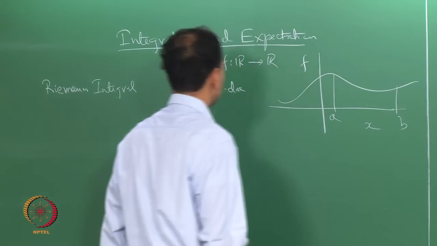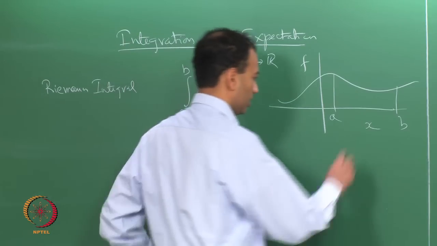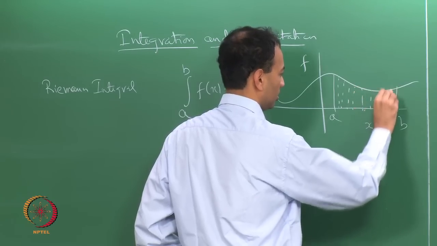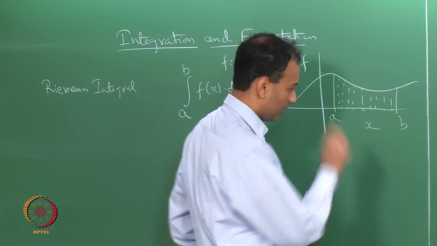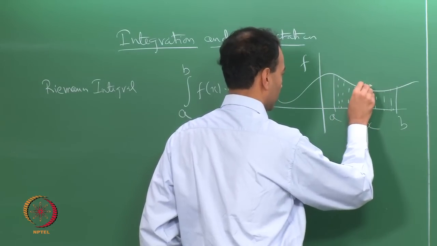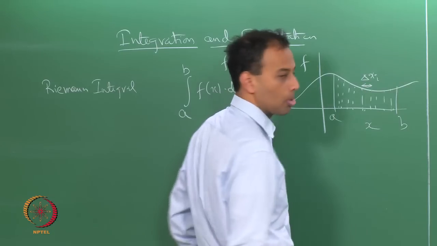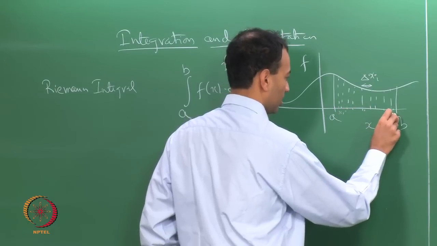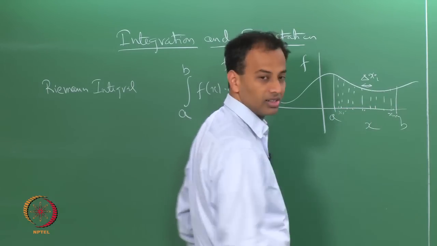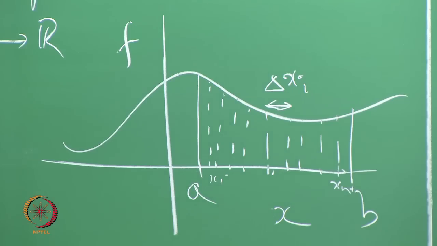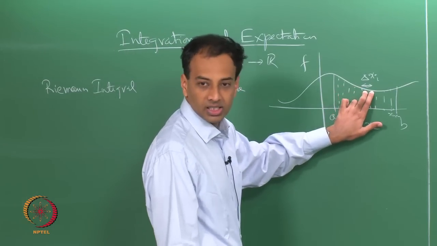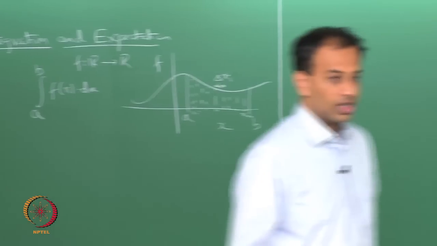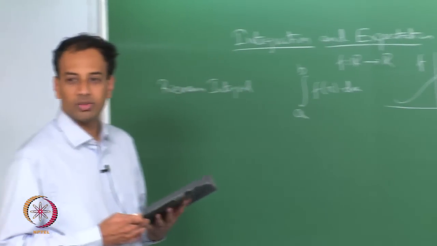The way this integral a to b f x dx is defined is by dividing this x axis into several little intervals. So let us call this delta x I. So this is x naught is a, x 1, x 2 and so on. This is x n minus 1 and then this is x n equal to b. So you make a partition of the interval a b into these tiny little delta x I intervals. So delta x I is simply x I minus x I minus 1. And then what you do, just to give you a quick refresher on what Riemann integral is.